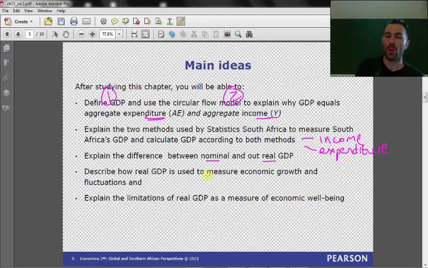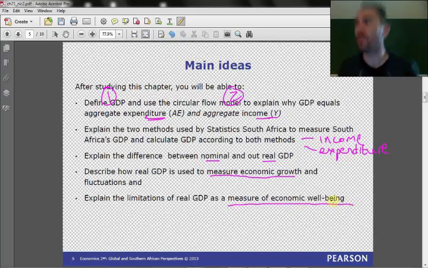Okay? So we can use GDP to measure growth, but measuring growth is not necessarily a good measure of our economic well-being. We'll talk more about what that means. We probably won't finish today, and that's fine. We've got tomorrow as well.